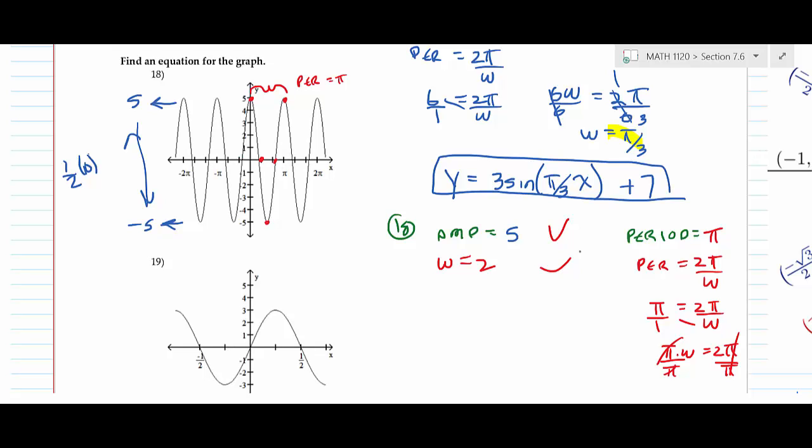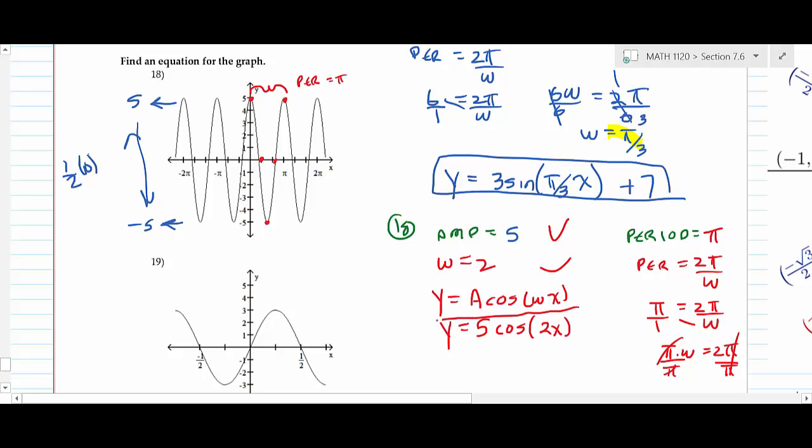Now we're ready to write the answer. So here's how you write the answer. You would just say y equals, and the formula is a cosine omega x. So we would get the amplitude was 5, and omega is 2. So that would be the answer to number 18. That's how you would get that information.